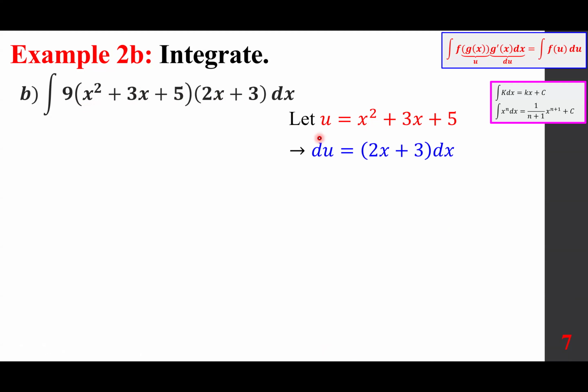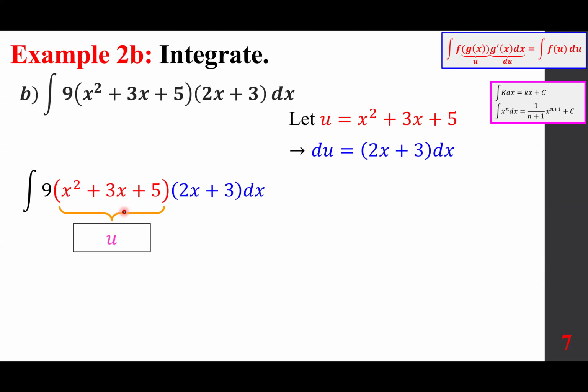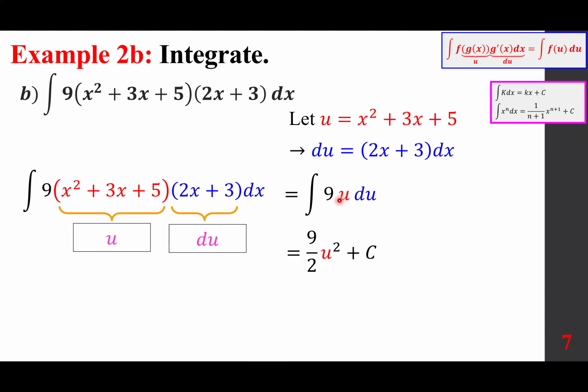You don't have to move anything around. You are looking at u here, du here. Whether you keep the 9 inside or outside the integral sign makes no difference. It's a multiplier, it's a coefficient, it remains. And this is basically the one that you're integrating, u. So you get 9 halves u squared plus c, because this gives you half of u squared plus a constant.